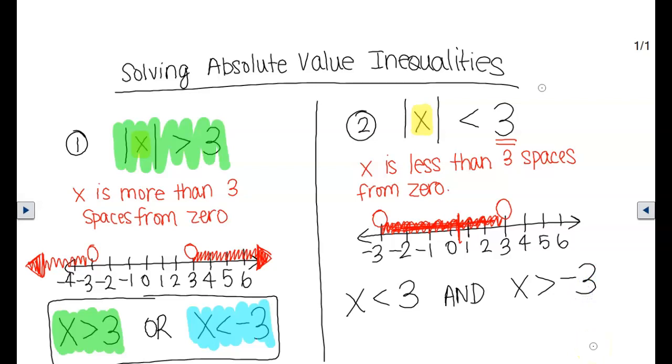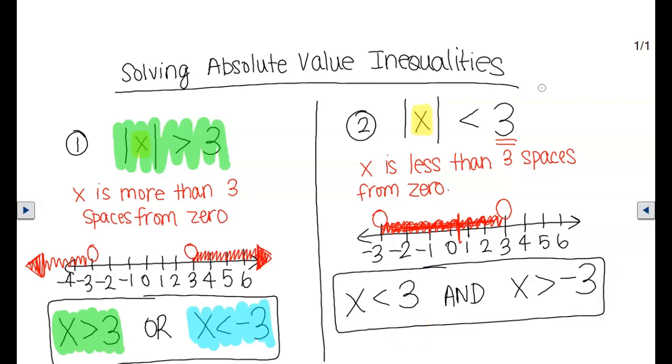So this number line that I have in front of me shows that x is less than 3, and at the same time x has to be greater than negative 3. It has to meet both of those requirements in order to have an absolute value less than 3. So I want you to notice this greater than problem gave us an or compound inequality. This less than gives us an and.